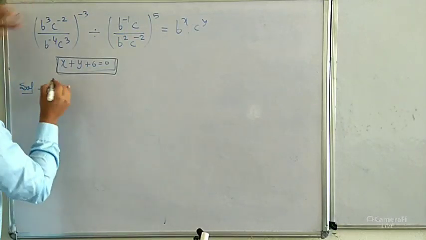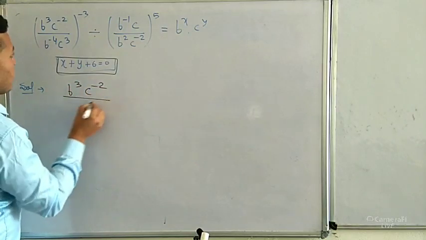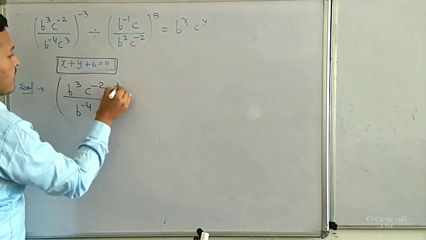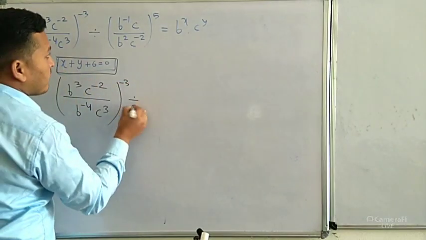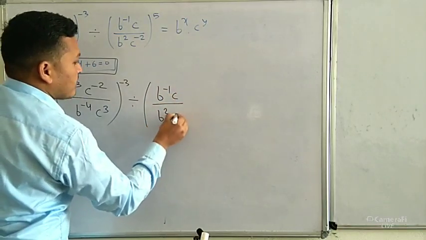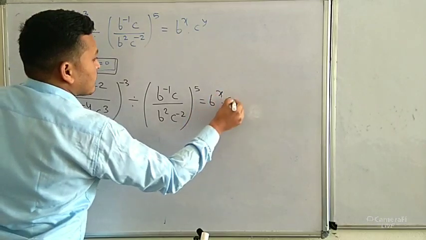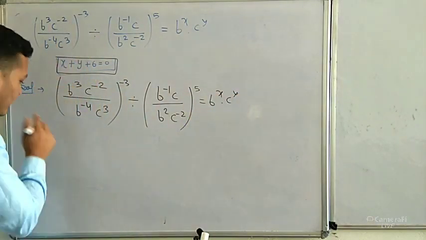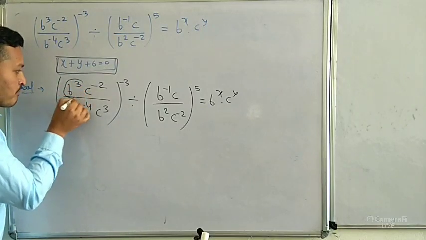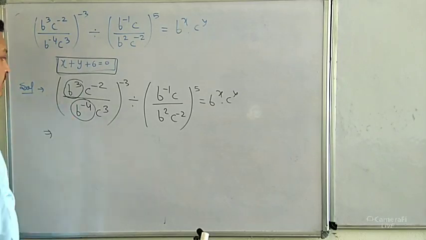So we can write, first I am writing the question here, b cube c to the power minus 2 upon b to the power minus 4 c to the power 3 and whole to the power minus 3 divided by b to the power minus 1 c upon b square c to the power minus 2 and whole to the power 5 equal to b to the power x into c to the power y. Okay, so this is the question. So first solve the part given inside the bracket. इनसाइड द ब्रैकेट, जो जो आपको ब्रैकेट के अंदर है उसको सॉल्व करो.